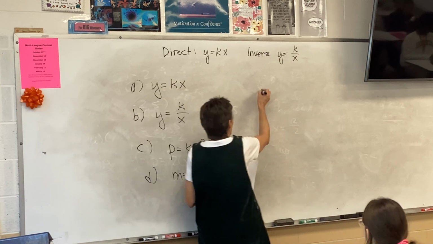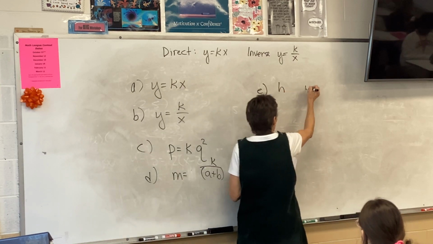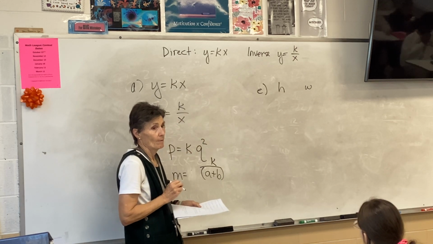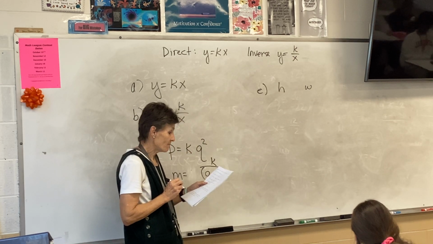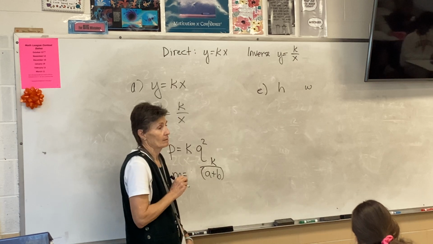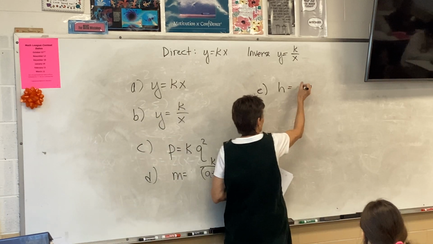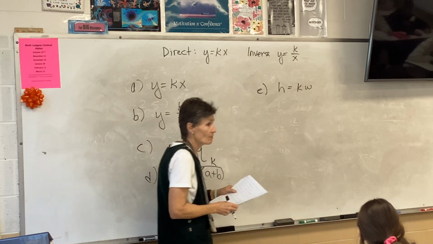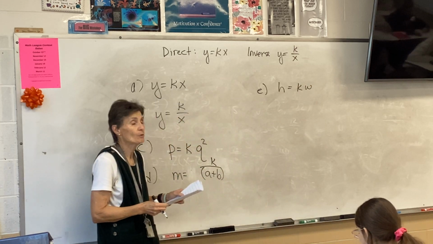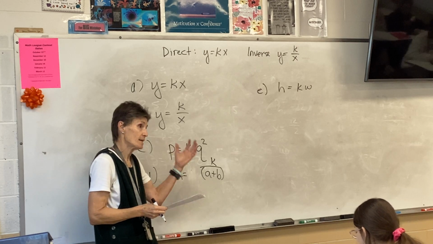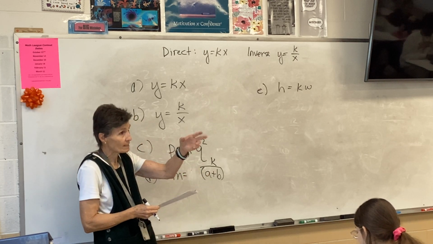E, height and weight are two things, H and W. They vary directly. So what does that mean? H equals KW. It's either going to be K times W or K divided by W. If it's direct, it's K times. If it's inverse, it's K divided by.